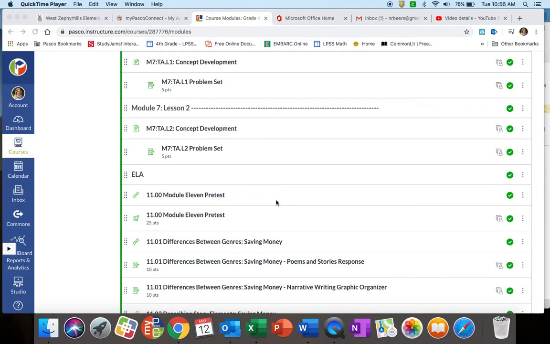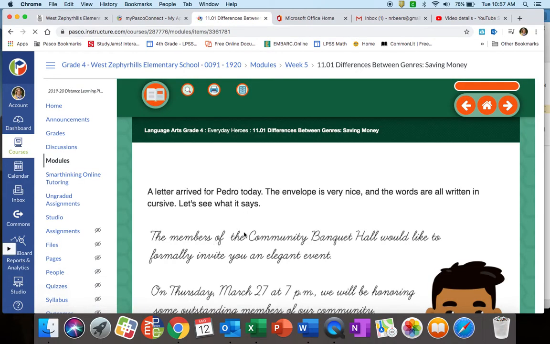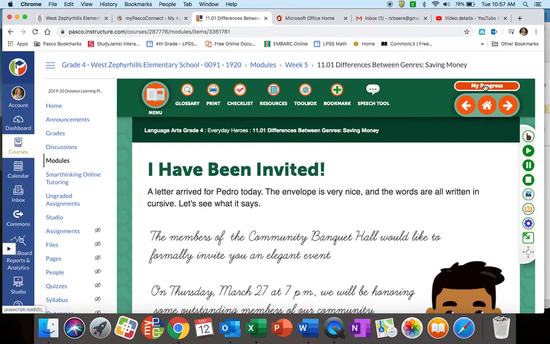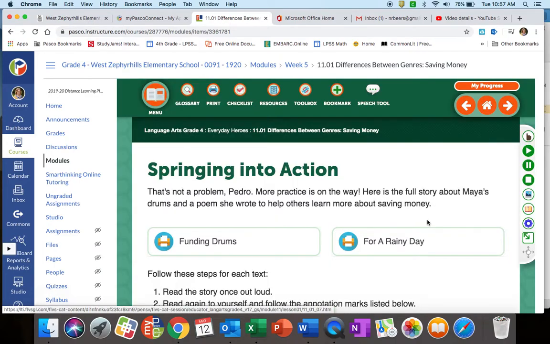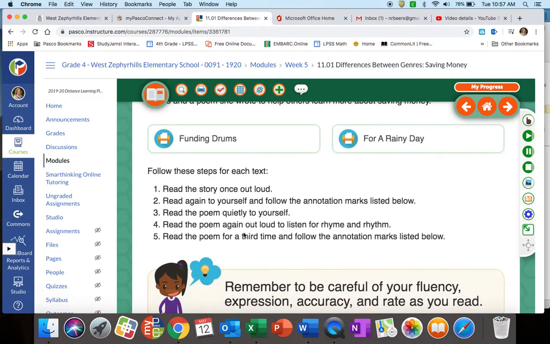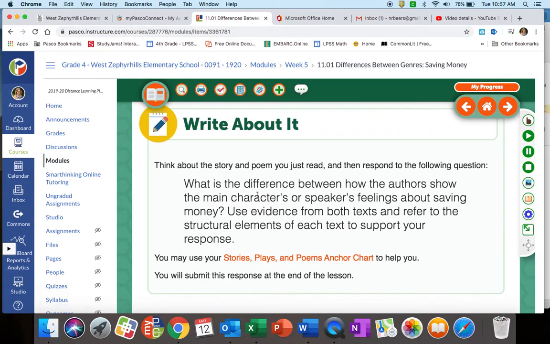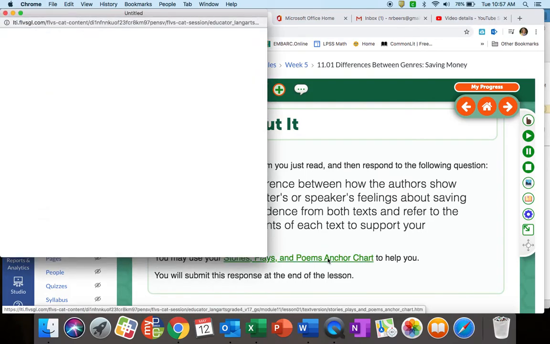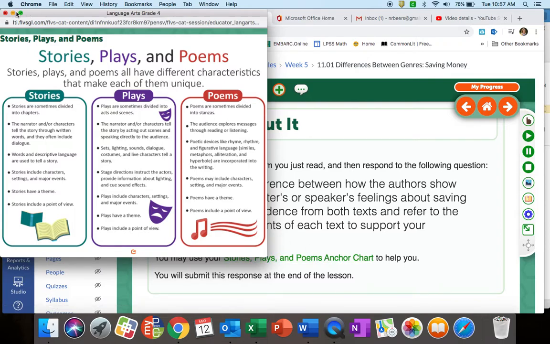So the first one is in lesson 1 of module 11. Here is module 11, lesson 1, and I'm going to take you directly to page 7. This was where you had to read these two texts. They were poems, and then they asked you to think about the story and poem that you just read and respond to this question: what is the difference between how the authors show the main characters' or speakers' feelings about saving money? Use evidence from both texts and refer to the structural elements of each text to support your response. They also say that you could use this anchor chart to help you a little bit if you need to.